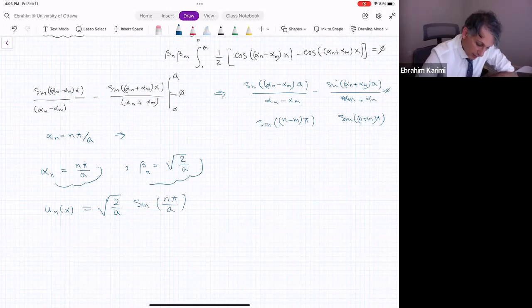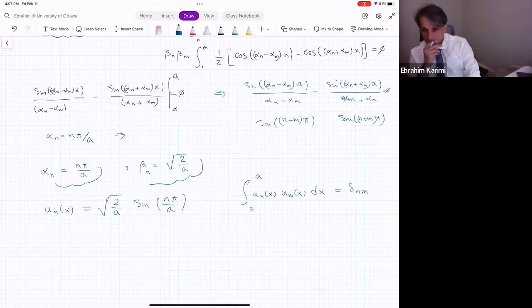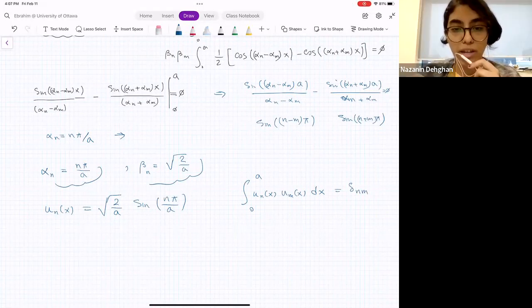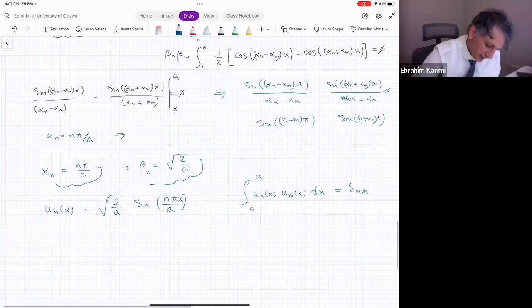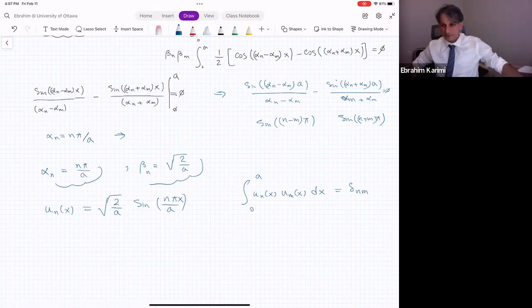And we know very well that the integral of u n of x times u m of x dx from 0 to a is equal to delta of n and m. Sorry, it's sine of n pi over a times x, right? There is an x there. Yes, there is an x here. Thank you very much. Else it will be a constant value.